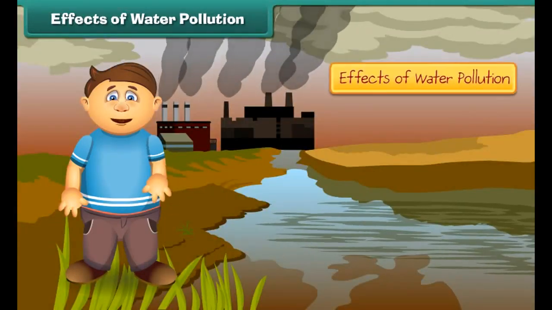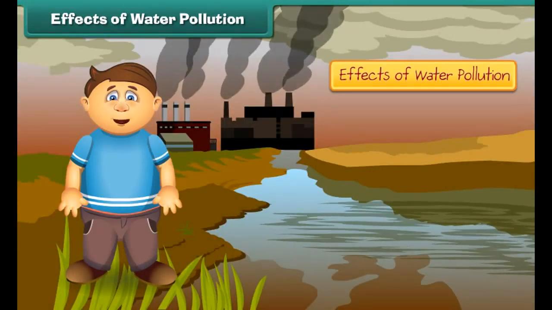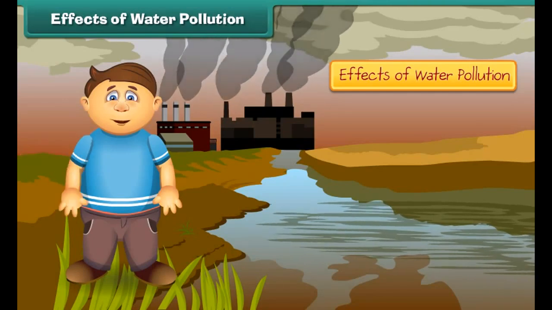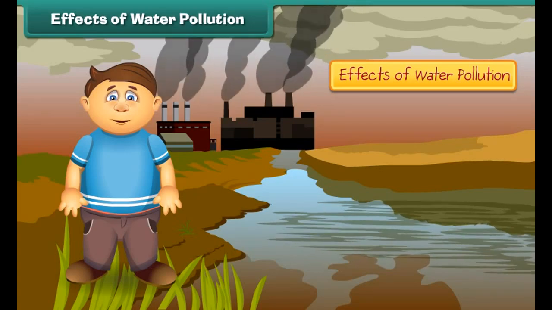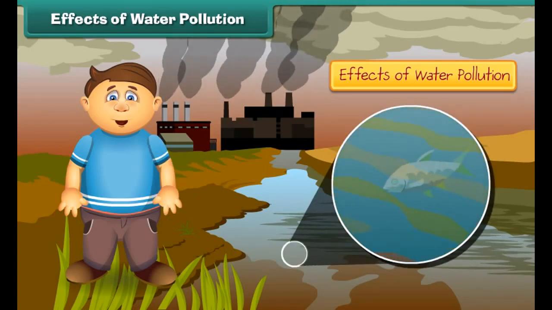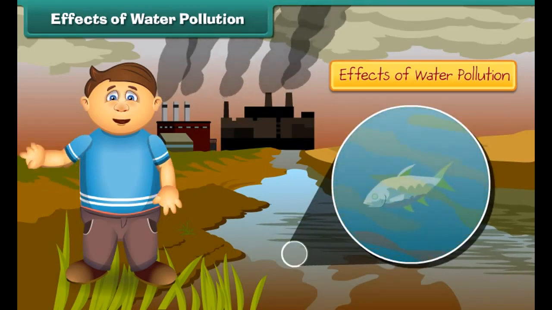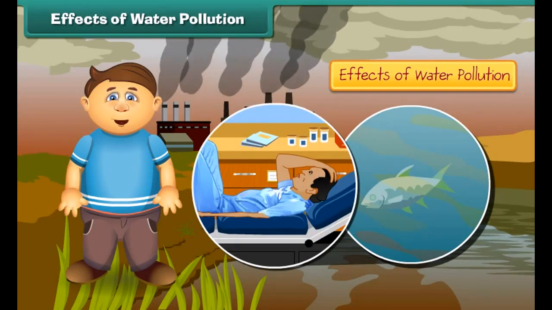Can we control water pollution? The answer is yes. To control water pollution, we should not dispose garbage and harmful chemicals directly into ponds, lakes and rivers.